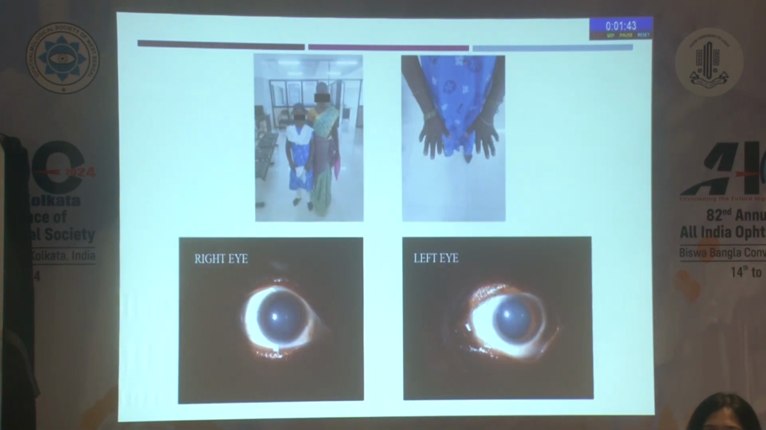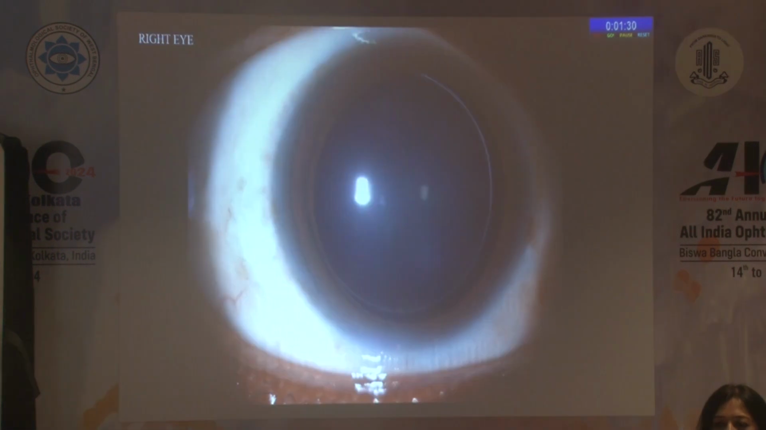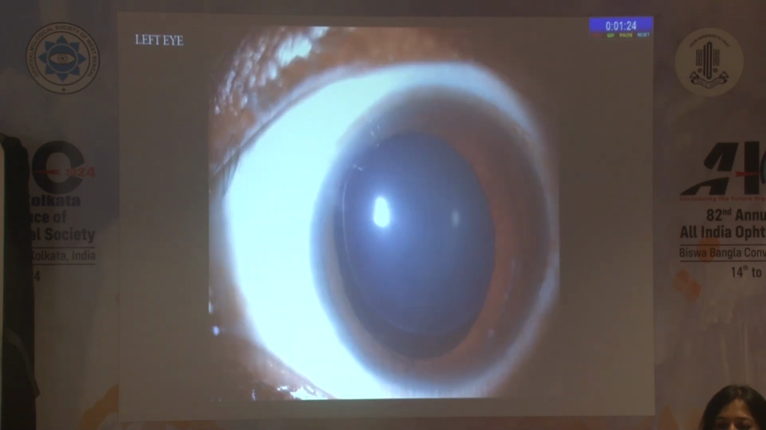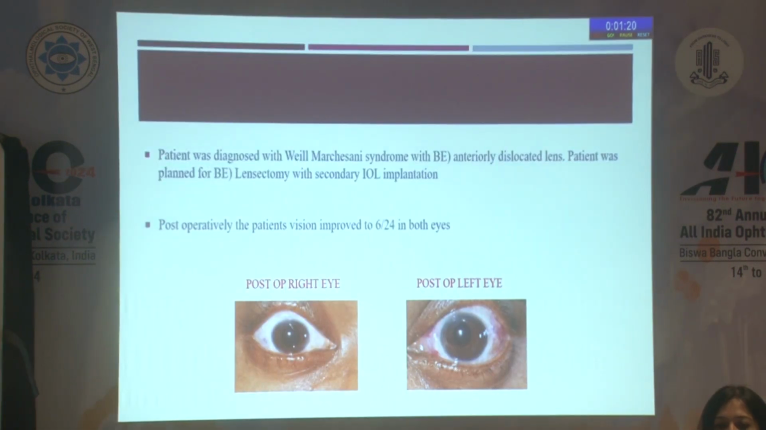This is a picture of the patient with the attender, and the patient's finger to demonstrate brachydactyly. Slit lamp examination shows the equator of the lens. Wanted to get a closer look at the image, and this is the right eye showing the dislocation of the lens and microspherophakia, and this is the left eye picture.